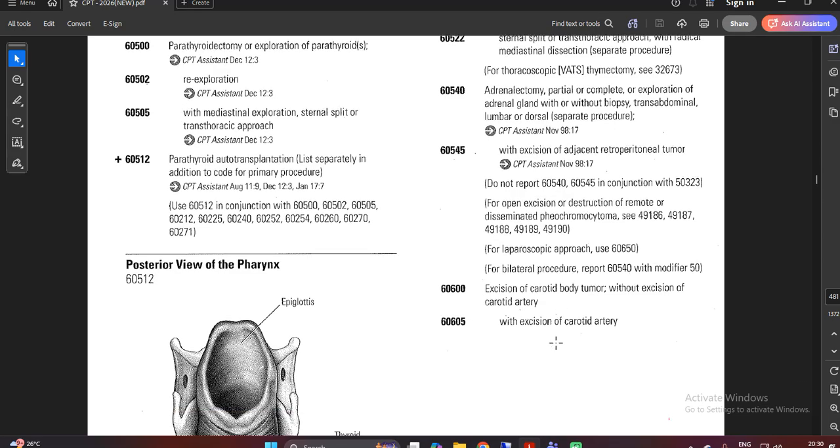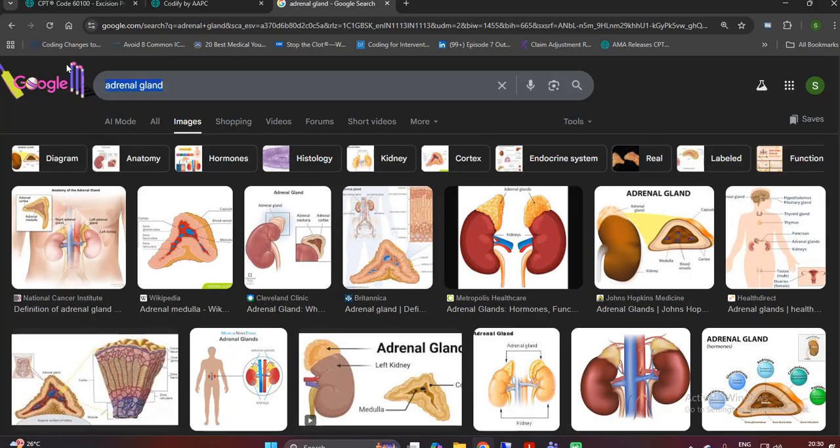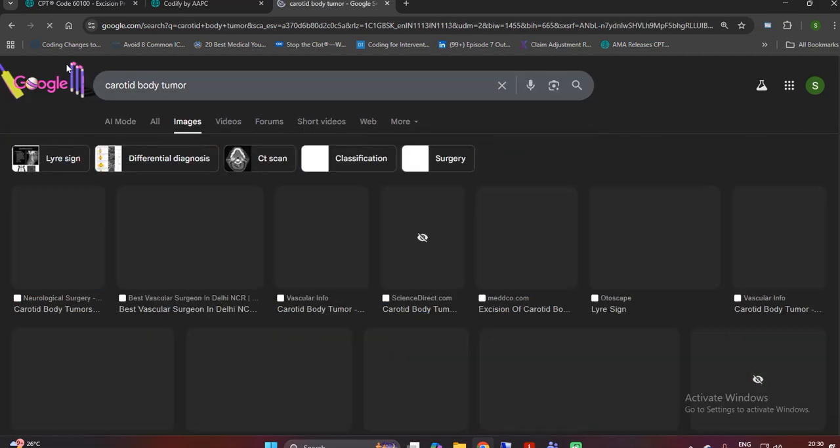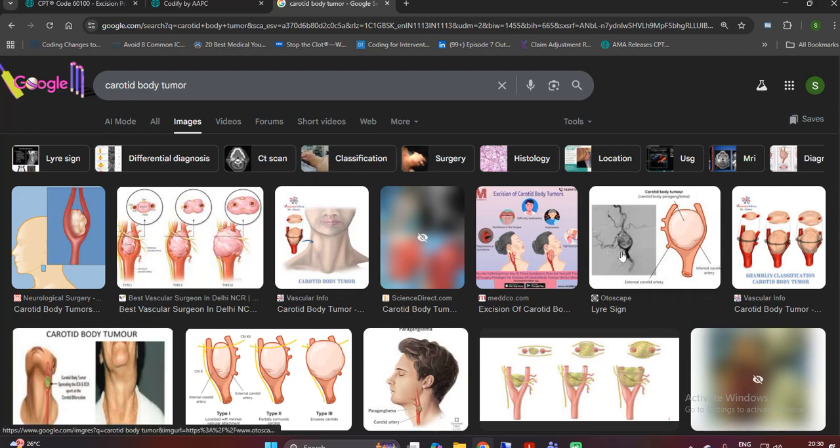Okay. Next 60600. Excision of carotid body tumor without excision of carotid artery, with excision of carotid artery. So we need to understand where you see carotid artery. Carotid artery is present in the neck area. See, this is the carotid artery, and this is the paraganglioma, just tumors.